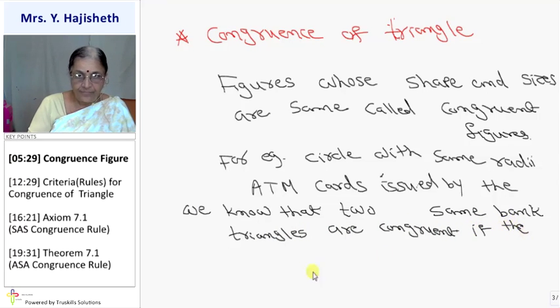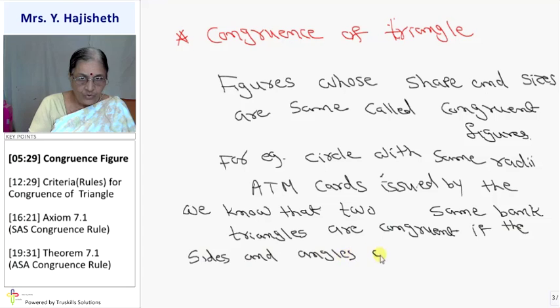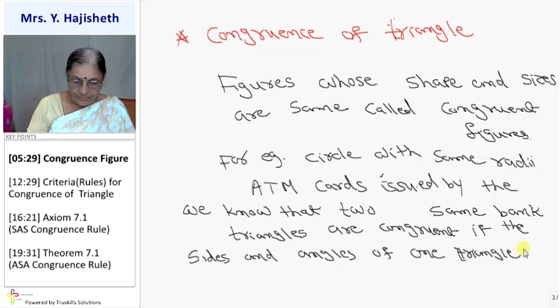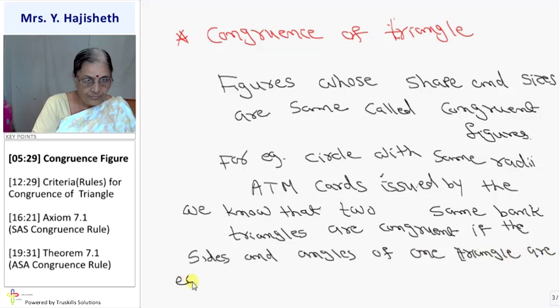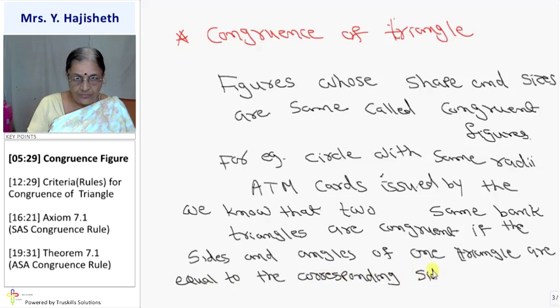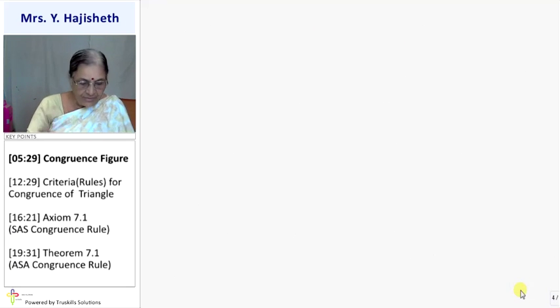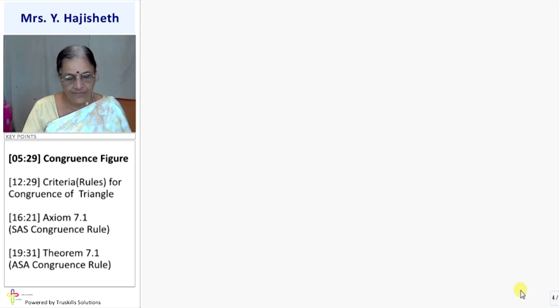if the sides and angles of one triangle are equal to the corresponding sides and angles of the other triangle. This word corresponding is very important. Okay, six measures should be equal. But when we learn rules of congruence, out of these six, only three are sufficient. If three corresponding measures are equal, then also triangles are said to be congruent.